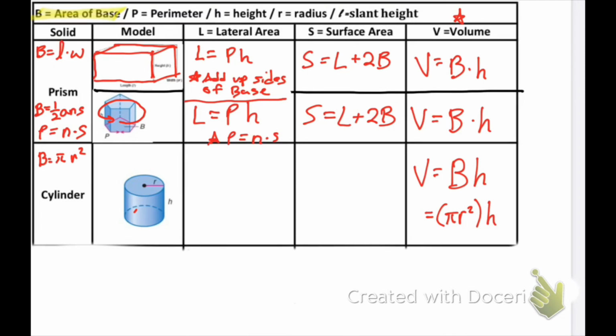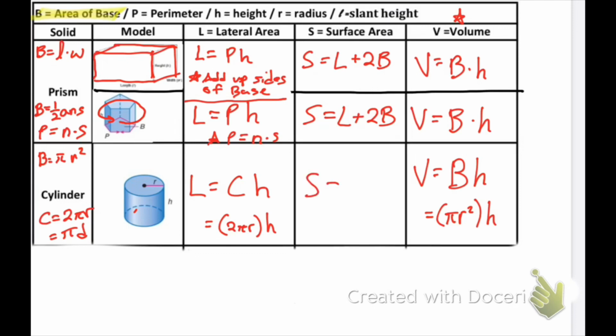So for a cylinder, I don't have perimeter. The length going around my circle, that is called the circumference, which is 2 pi r, or I could use pi times diameter, whichever one you prefer. So to calculate the lateral area, all I'm going to do is take the circumference, just like the perimeter, times the height. For a circle, the perimeter, quote unquote, is the circumference. So lateral area is equal to the circumference times the height, which I could substitute 2 pi r times the height.